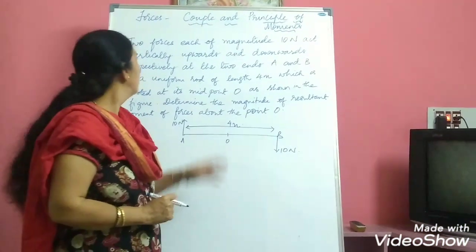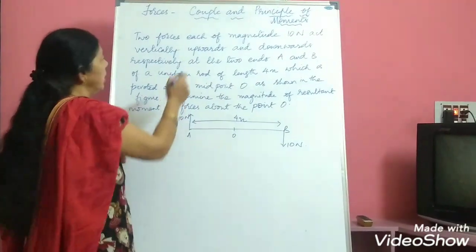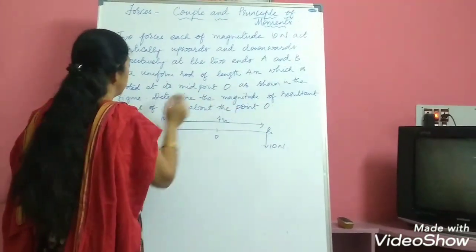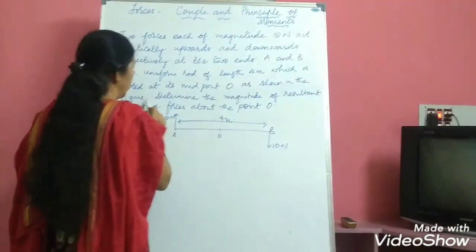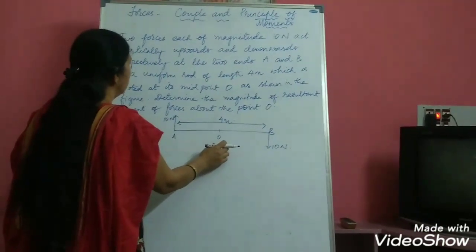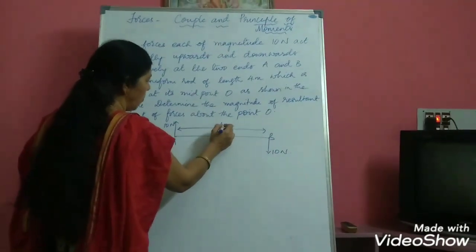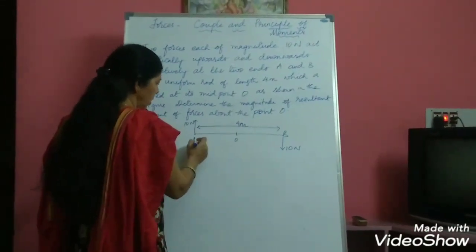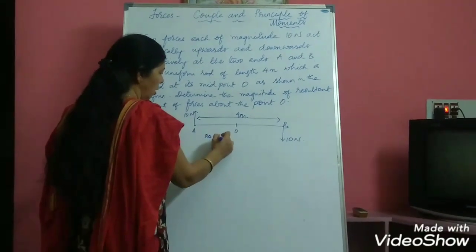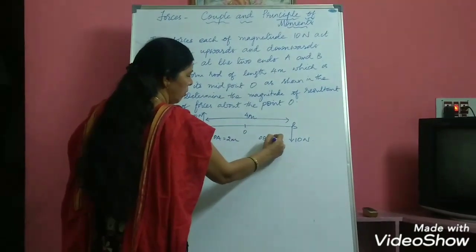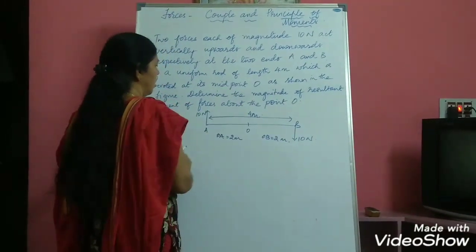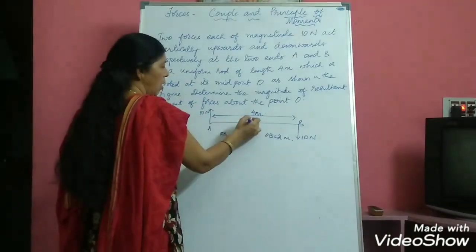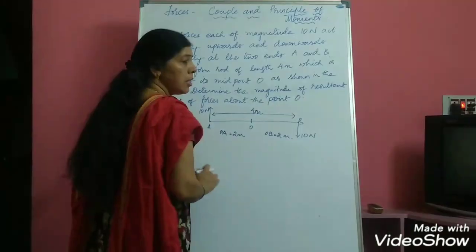Now, see this problem. Two forces, each of magnitude 10 Newton, act vertically upwards and downwards respectively at the two ends A and B of a uniform rod of length 4 meter, which is pivoted at its midpoint O as shown in the figure. In this figure, we have a rigid bar, a uniform rod of length 4 meters, supported at its midpoint. So OA will be equal to 2 meter and OB will be equal to 2 meter. Now, what you have to calculate? You have to determine the magnitude of the resultant moment of forces about the point O.